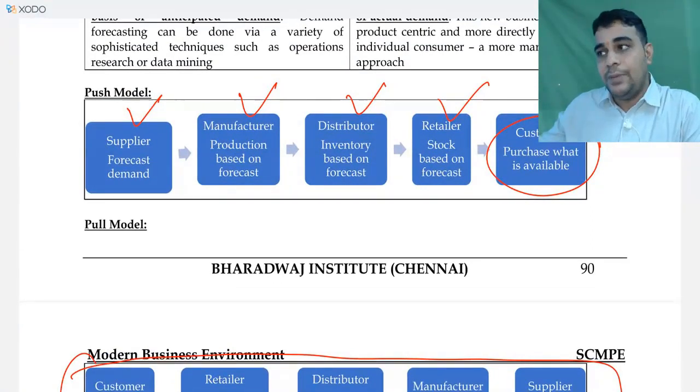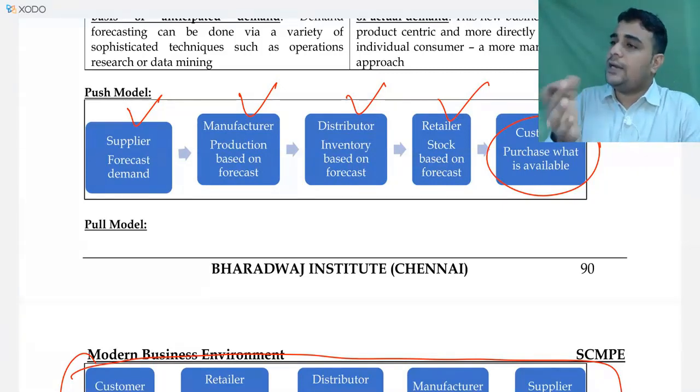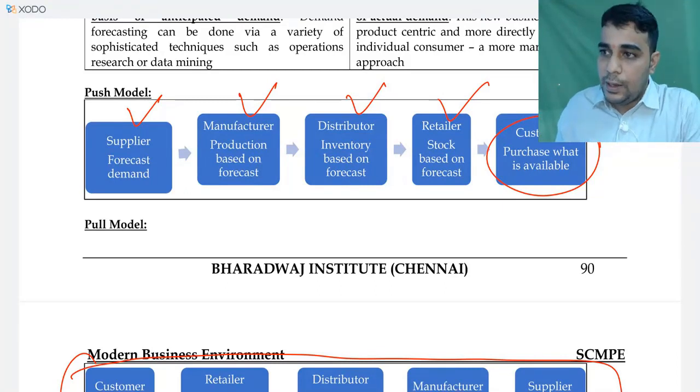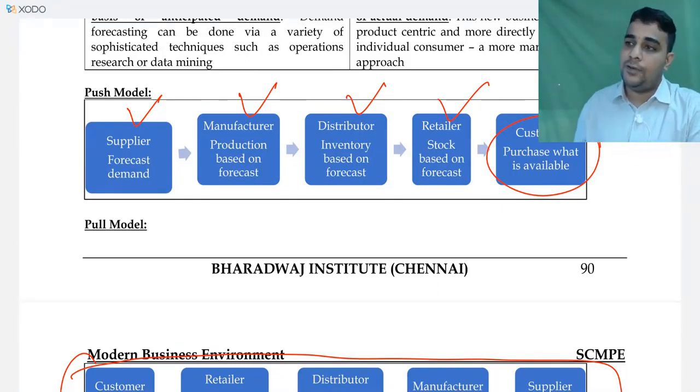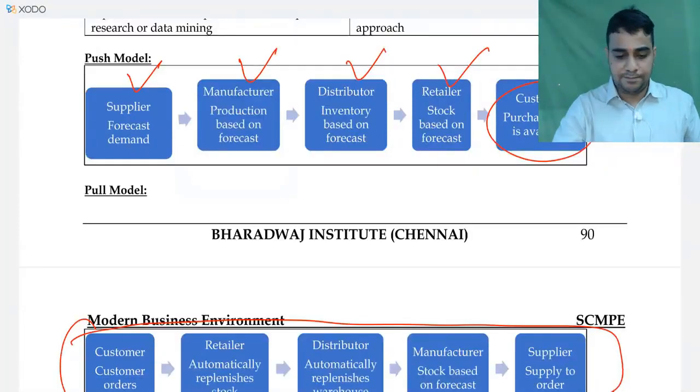You will get some information, looking at the past history. Organizations try to follow both the push model and the pull model. Pull model is preferable because it will lead to zero inventory in the process. There is going to be zero or negligible inventory levels.